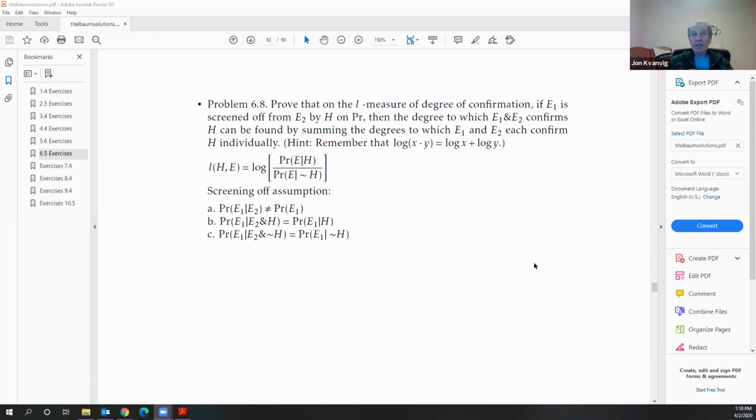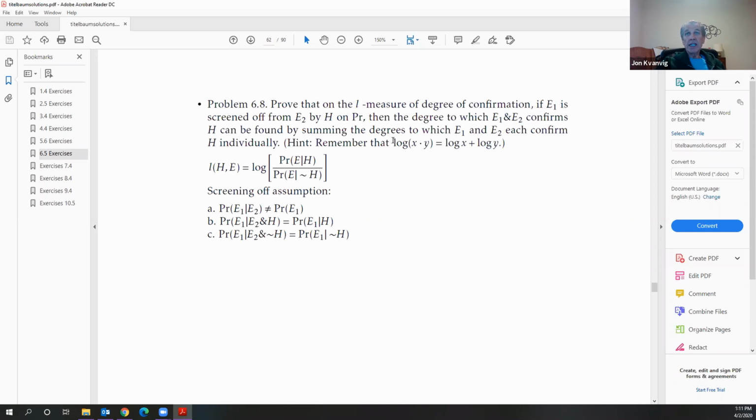So 6.8 asks us to prove that on the log likelihood measure of degree of confirmation, if E1 is screened off from E2 by H on a probability function, then the degree to which E1 and E2 confirm H can be found by summing the degrees to which E1 and E2 each confirm H individually. So what we're looking for is we take the log measure on X, add it to the log measure on Y, and that's supposed to be the same as the log measure on the conjunction of E1 and E2 with respect to H.